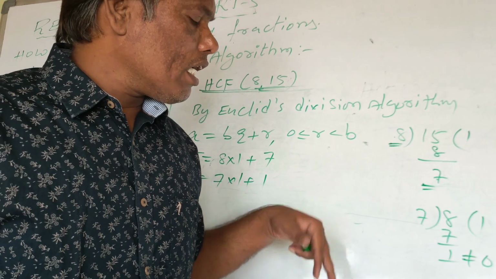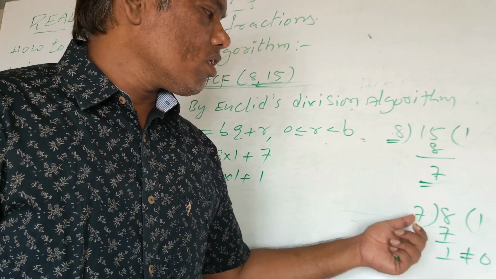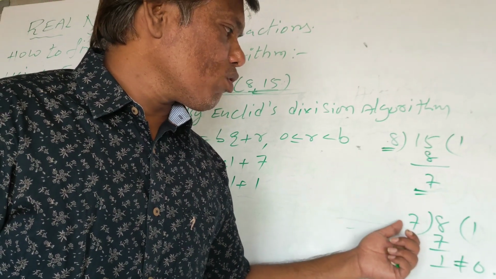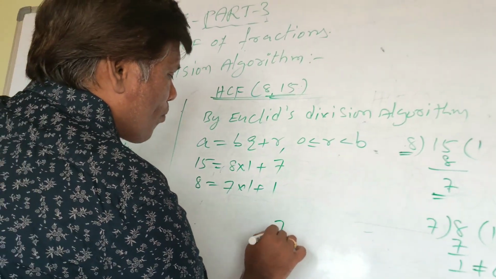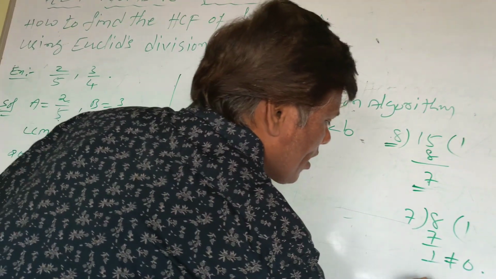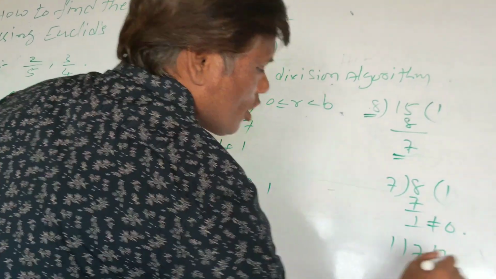So in step 3 again we have to apply Euclid's division lemma to the divisor and remainder obtained in step 2. So in step 2, what is the divisor and remainder? 7 and 1. So now we will apply the division lemma again for 7 and 1. We'll take the larger number 7 and divide it by 1. 1 times 7 is 7. So the remainder is 0.